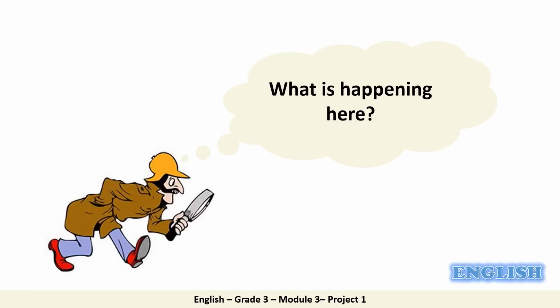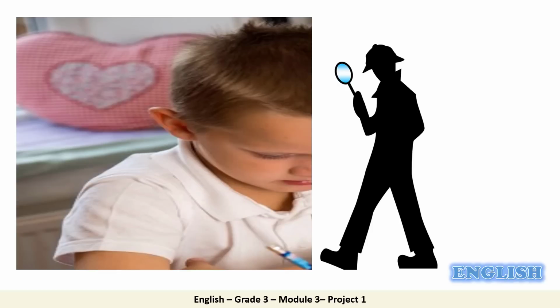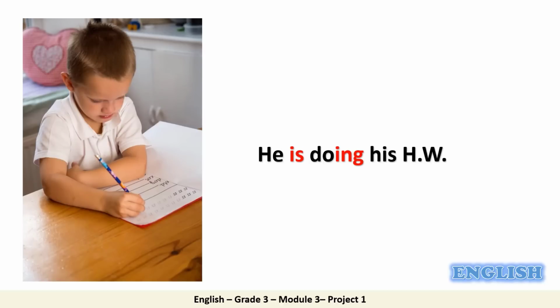And now let's end up today's lesson with a very interesting game. It's called What is Happening Here? You have to look closely at each picture and try to guess. Are you ready? Excellent. So let's do it. Now let's start with this picture. I want you to look closely and tell me, what do you think is happening right now? Excellent. He is doing his homework.